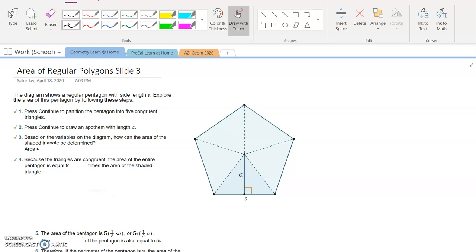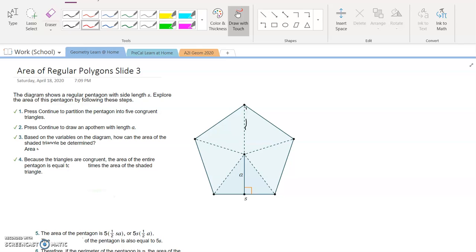So press continue to partition. If you do that, you'll get the dotted lines on there. They're already drawn for you. If you press continue again, you do get the apothem, and you can see the apothem here is also already drawn. So we don't have to worry about drawing any of those things. They're already drawn if we just continue through them.